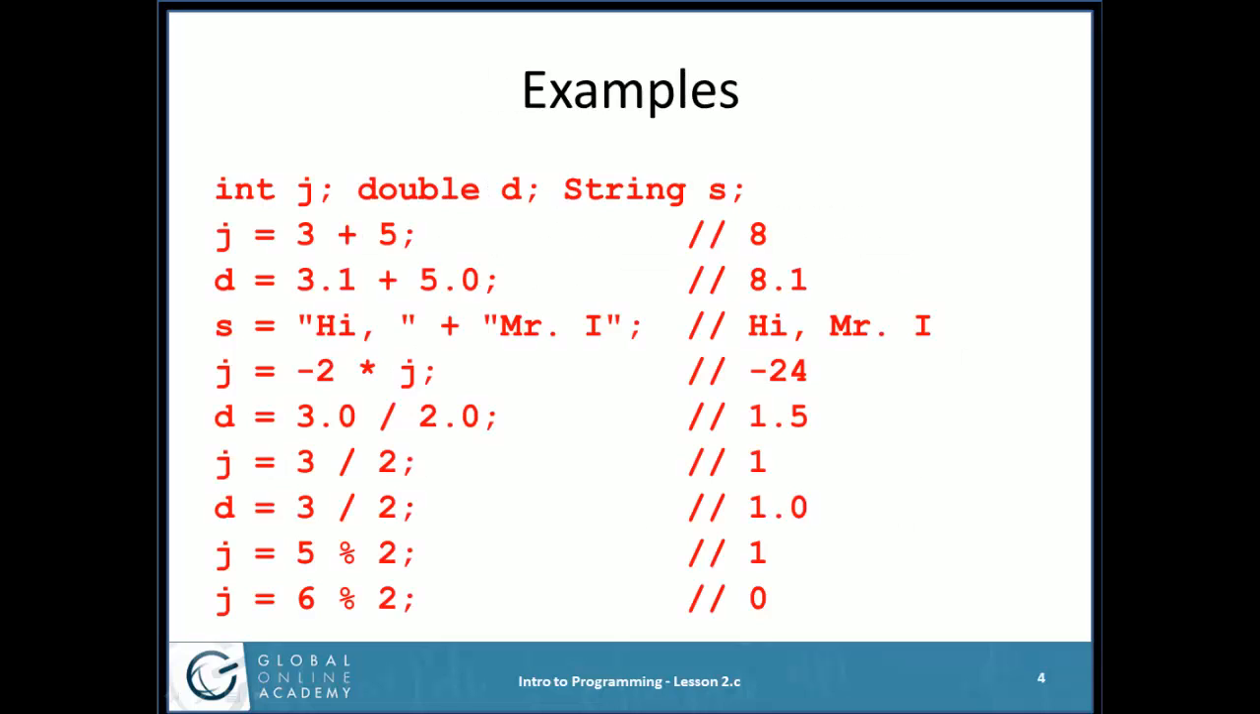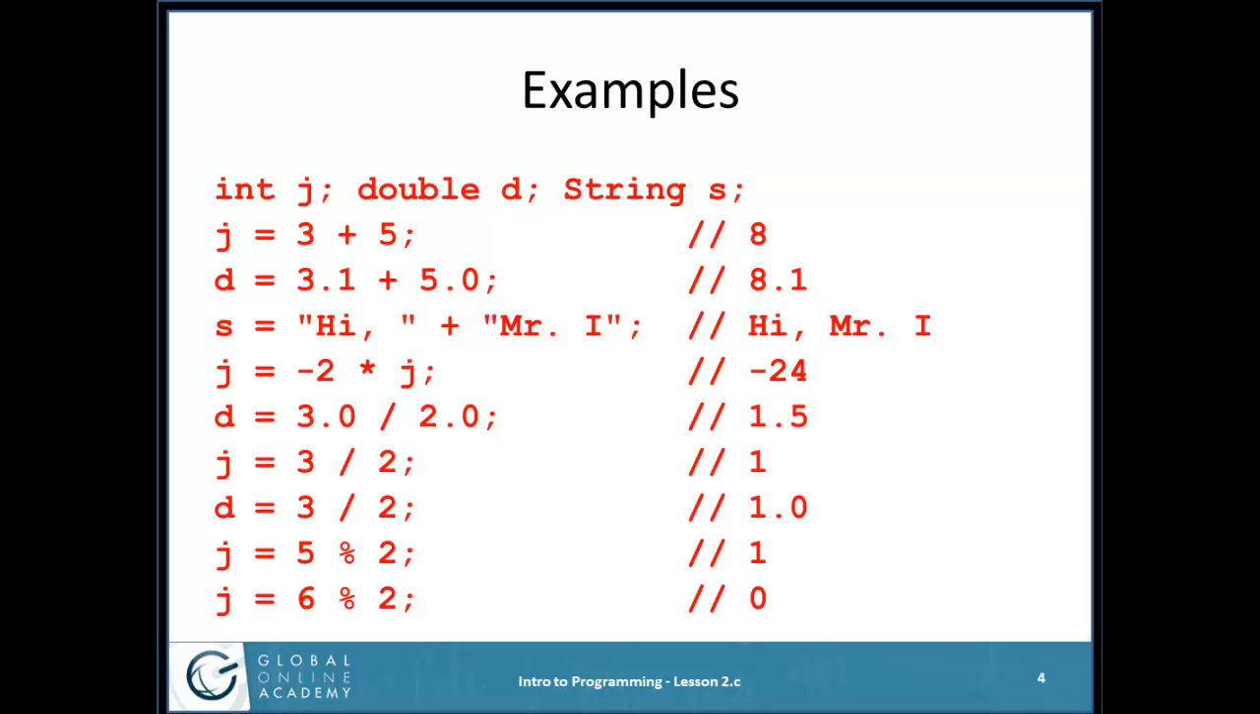Here's some examples. I'm going to have a variable j that's an integer, d that's a double, s that's a string. So here's some things that I can do. J equals 3 plus 5. That's arithmetic addition. The result is 8. D equals 3.1 plus 5.0. Those are all doubles. The result is 8.1. If I've got S equals, here's a string, "hi, " with a comma and blank, and another string, "Mr. I", when you put it together, you get "hi, Mr. I".